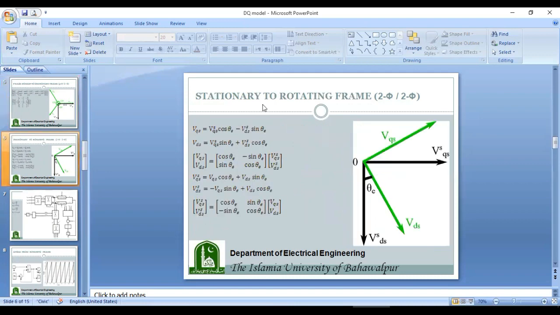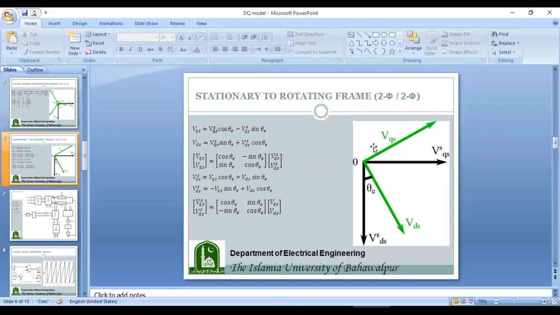Now, these stationary frame quantities can be transformed to the rotating frame quantities, and this transformation is called Park transformation. And here you can see this is the reference axis in the stationary reference frame, and this is VQS and VDS. So you have noticed that I have removed the superscript S from VQS and VDS, and this corresponds to the direct axis and quadrature axis voltages in the rotating reference frame. And this axis is actually rotating in the anti-clockwise direction, and the speed of rotation of this axis is equal to the synchronous speed of the induction motor.